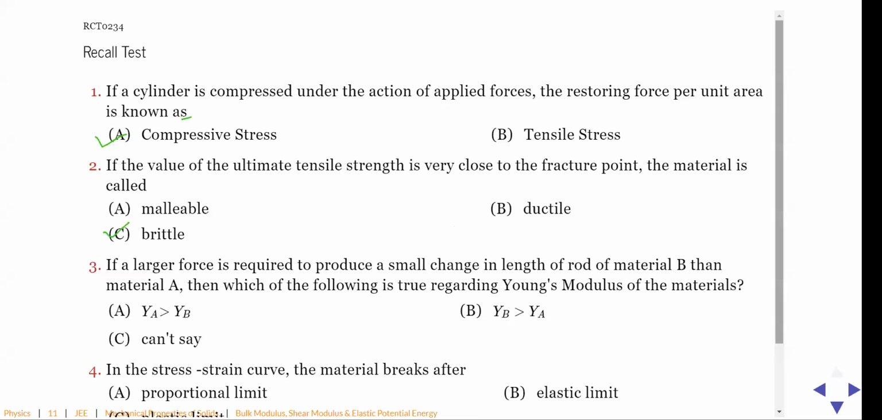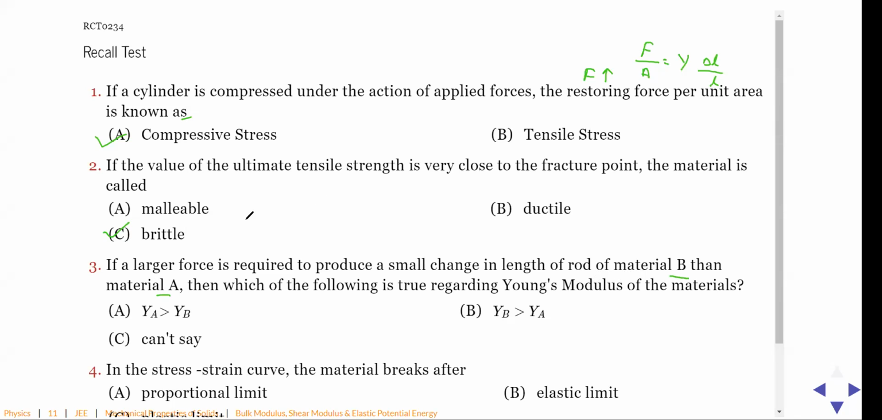Third, if a larger force is required to produce a small change in length of a rod, so I'll just write the formula. Tell me. Correct, Prashasti. Very good. A larger force is required for a small change in length of material B than A.